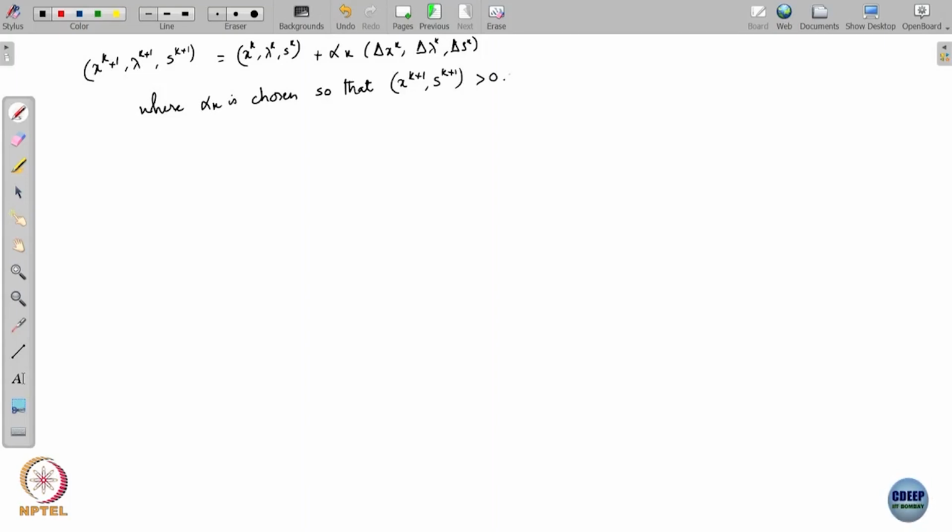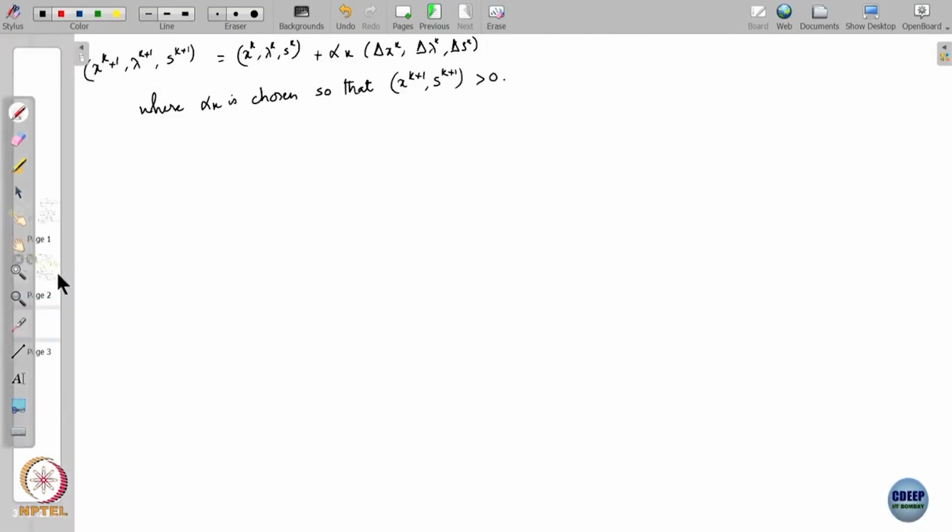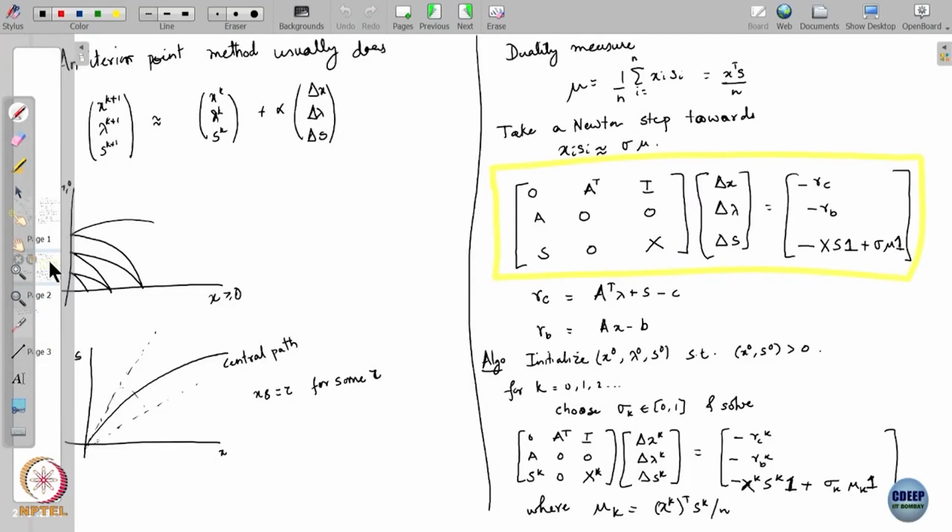So, the way this algorithm has been specified, it is already tilting your search direction more towards the central path, and you choose an alpha k so that you do not violate feasibility. So, it is taking a step along a modified Newton direction, tilted slightly more towards the central path, and asking you to proceed in that direction to the point where you do not violate the feasibility of the inequality constraints. All right. So, this is basically the idea.